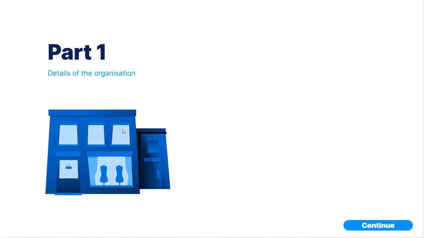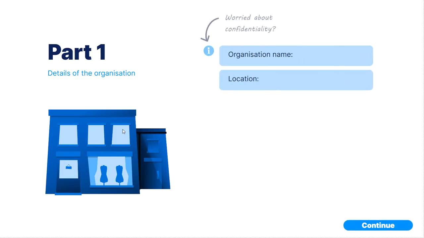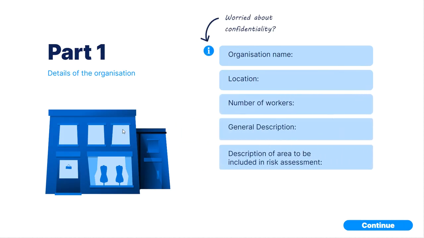Part 1 is where you'll give the background details of the organization. You will need to give the name and location of the organization, a general description of the organization, and a description of the area to be included in the risk assessment, as well as the number of workers and any other relevant information.